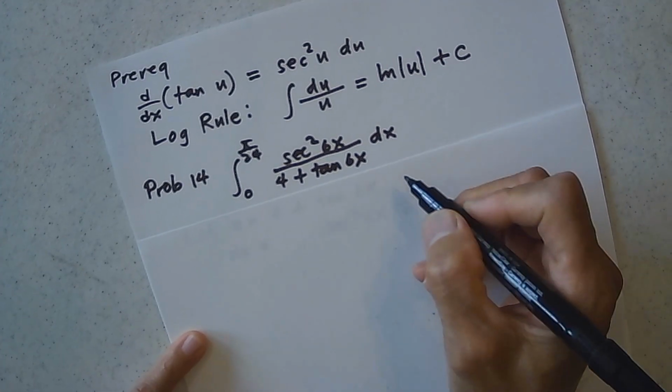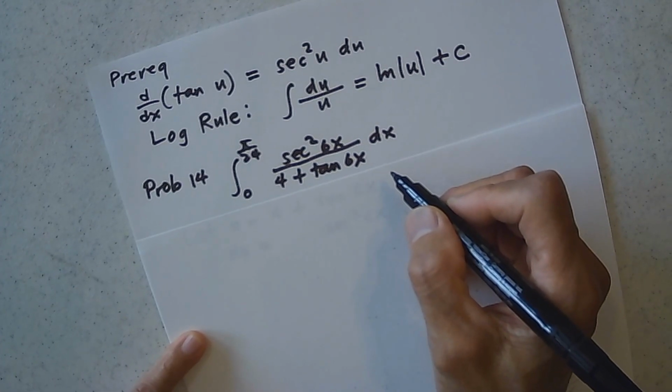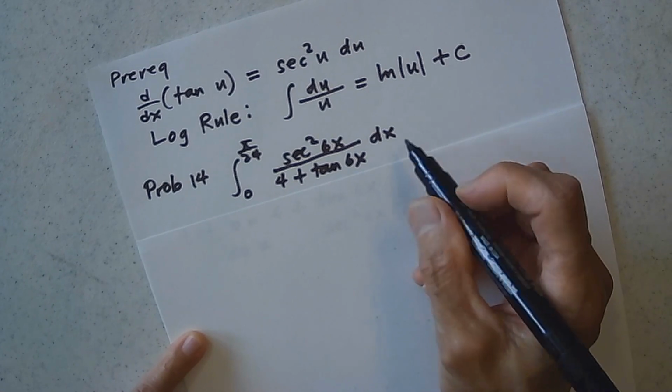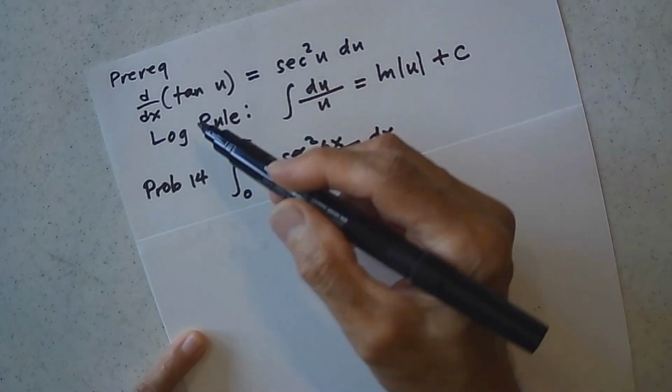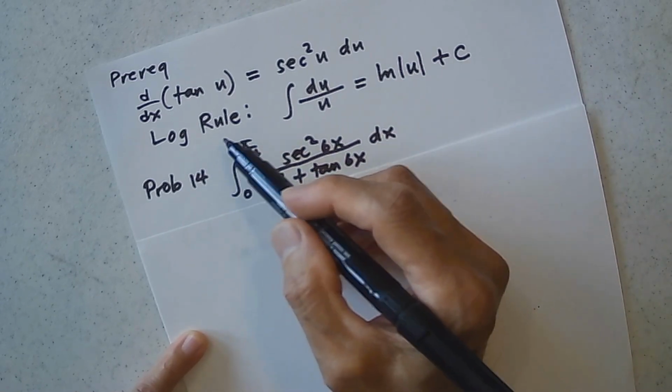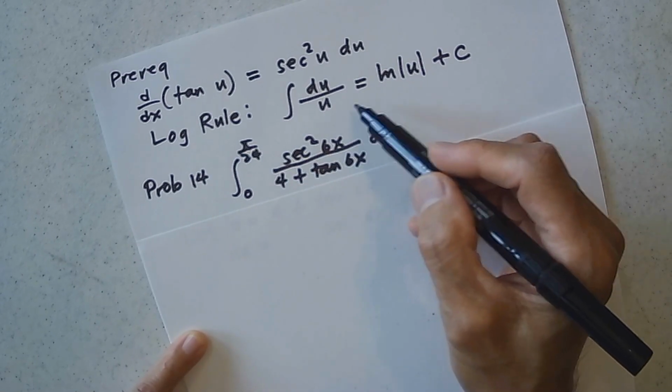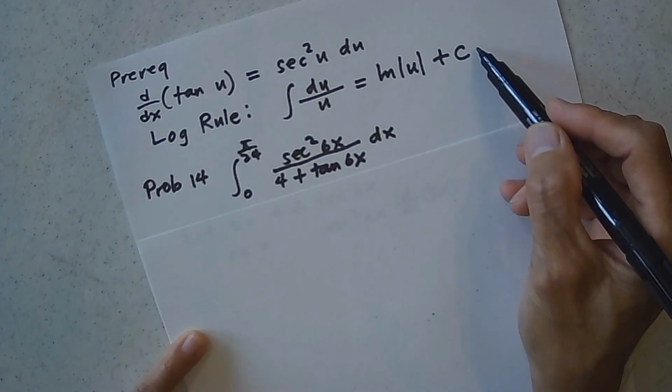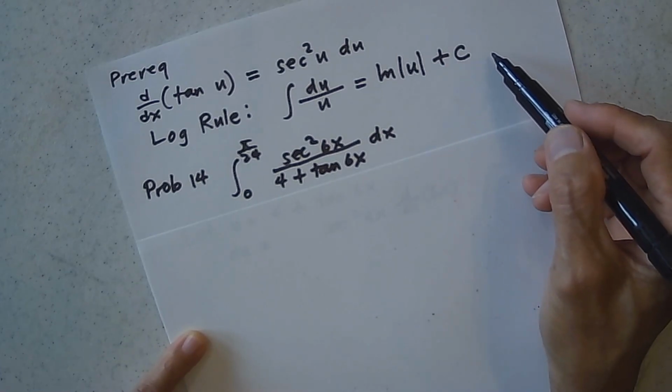Okay, so to integrate this problem, this is problem 14 in exam 1 review. You need two things. The derivative of tangent u is secant squared u du, and the log rule. The integral of du over u is ln of u plus c. This is from section 5.1.